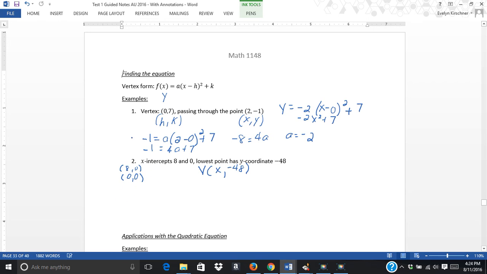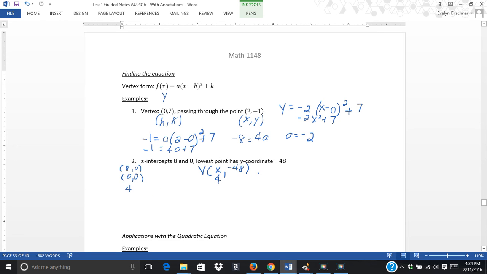That also tells me, remember that the x-intercepts are symmetric, so this will help me find the x of the vertex. If I take the midpoint of my x's, in between 0 and 8 is 4, so I know that my x value is 4. So now I can do the same thing again.